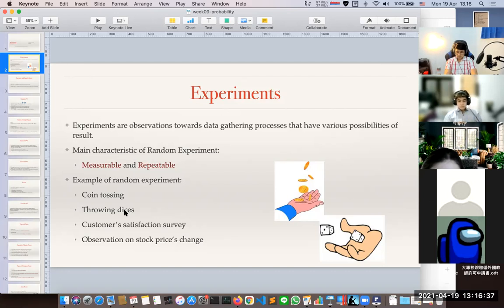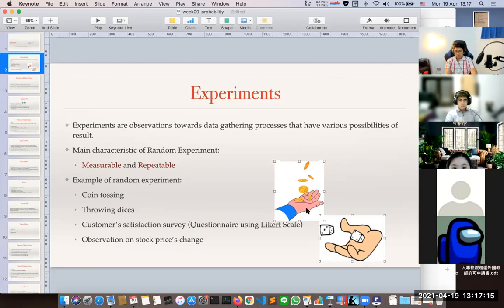First of all, why is it called random, not deterministic? First, you as the customer service officer cannot force your customers to give you the best result, right? Usually in the survey, your customer will be given a questionnaire using a scale.